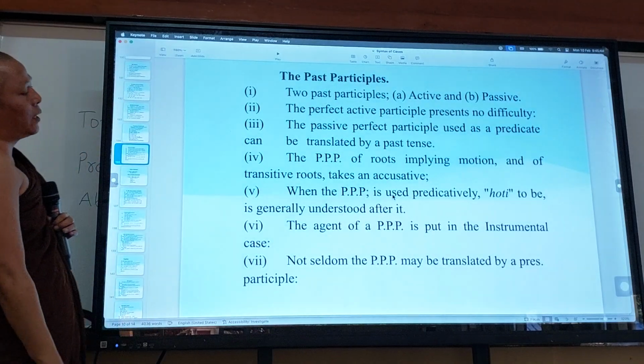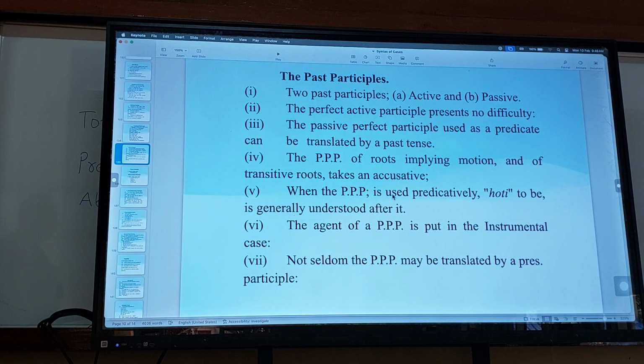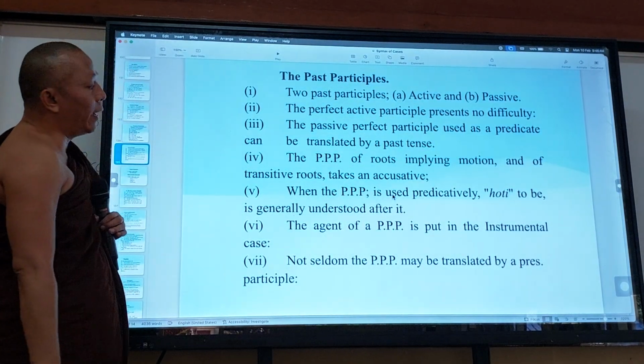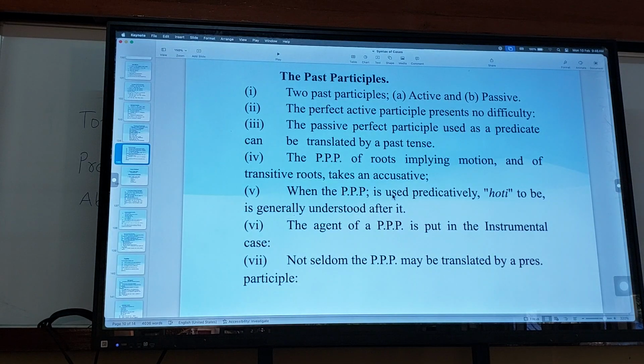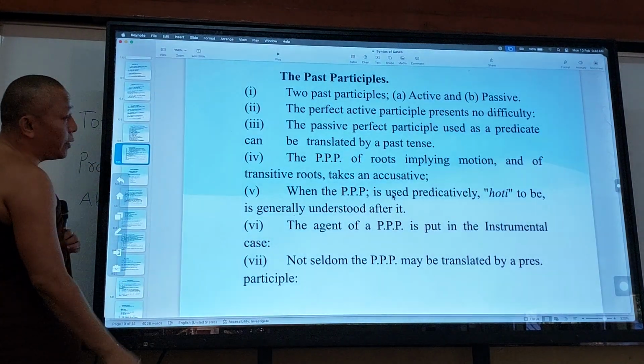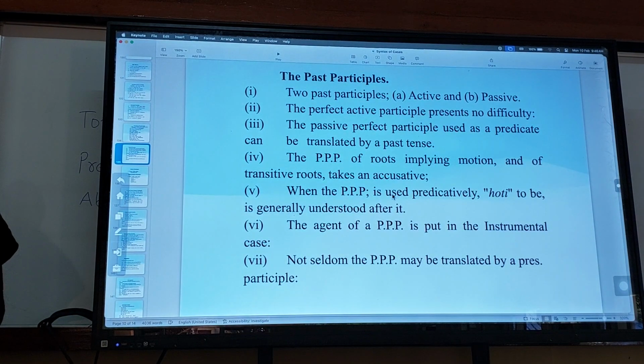And then the past participle passive of a root implying motion. A transitive root takes an accusative, like the root gam. Even though the root gam is not logically transitive in nature, in Pali grammar that one is considered a transitive root, like gamam gacchati. For example, gama is not a real object actually. An object may be affected by that action, but even though we go there or not, that village already exists. So that is just a location, the target of motion, but considered as an object in Pali grammar.